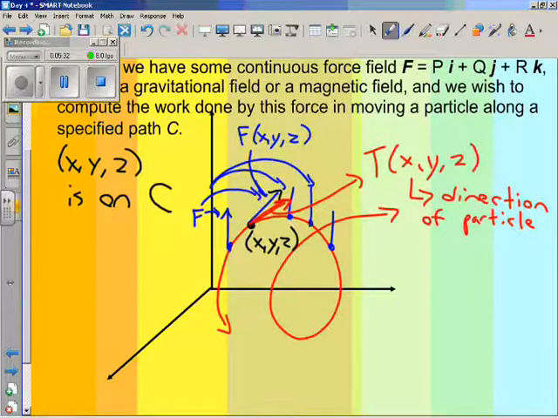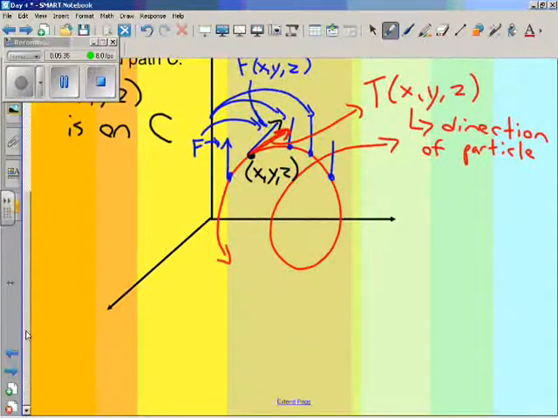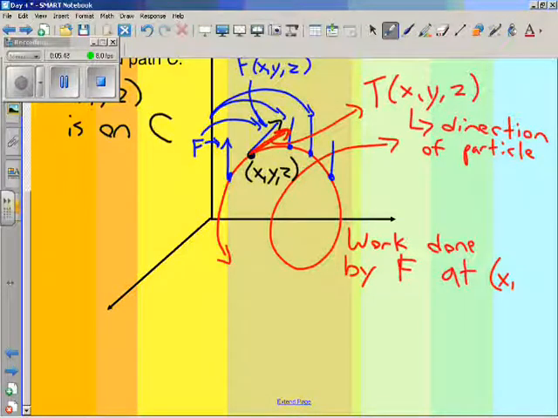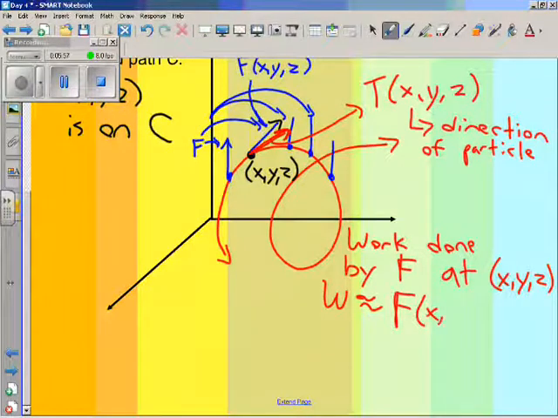And so what that means is the work done by our force F at our point x, y, z, we can approximate by taking the dot product of that force vector and the tangent vector. Okay, so that's what it all comes down to.